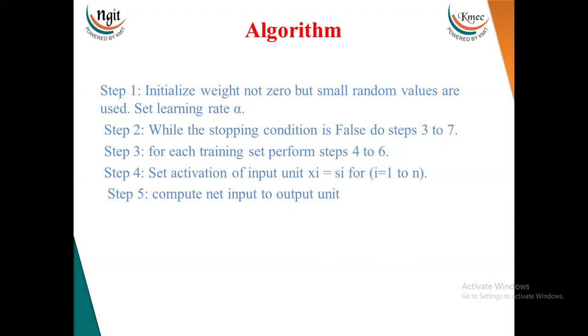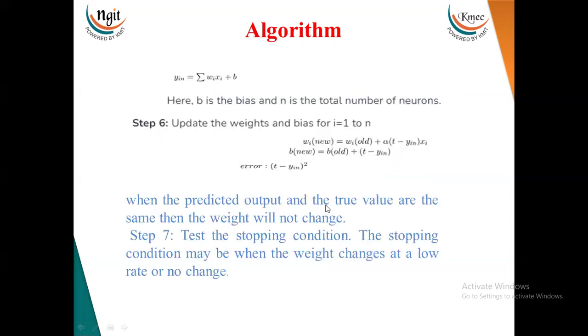So there are two conditions. One is when you get the same output as the target output. The second is if you go on changing the weights and there is no change in the result, you have to stop there. Next, for training purposes, we do steps 4 to 6. What is the fourth step? We set the activation of the input units, x_i equal to s_i, computing the net input and output units.